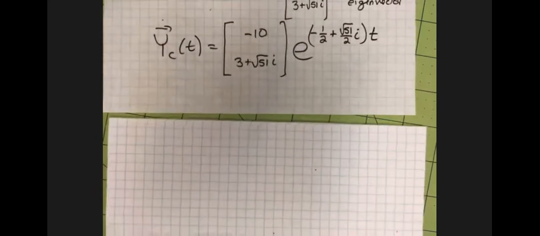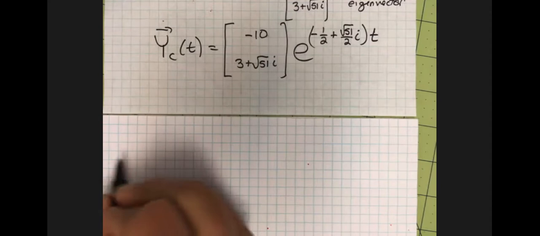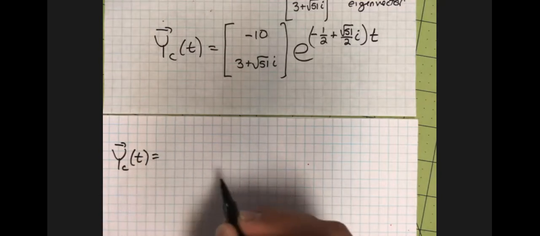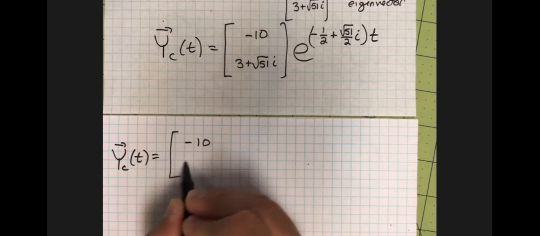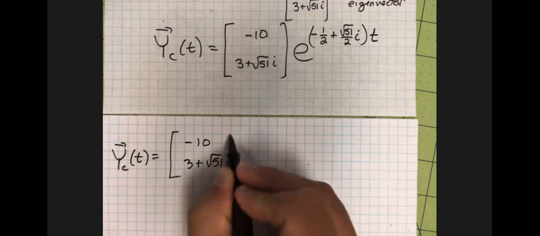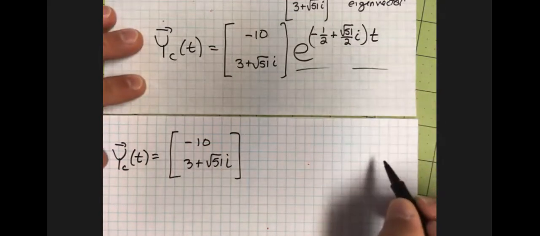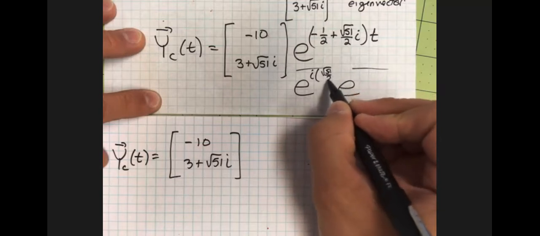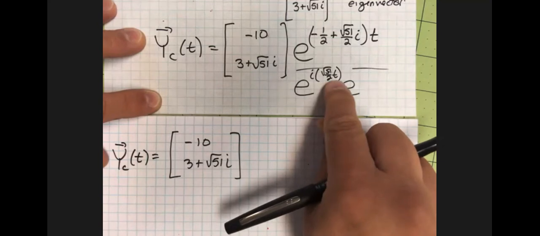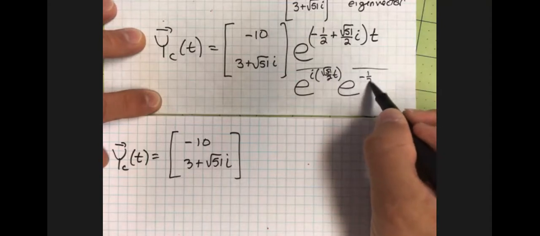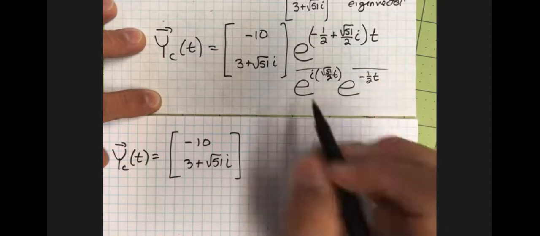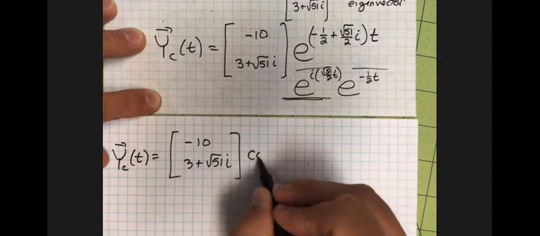Okay, now let's go to the next step. Since I write big, it's going to be more space I need to use. So this might get a little more cramped. What do I got here? I got a minus 10, 3 plus root 51i. And then I'm going to expand this into an imaginary part and a real part. i times root 51 over 2 t, that's my angular frequency, sine and cosine. And this is going to be minus 1/2 t. This splits into the cosine theta plus i sine theta. This is why I need space.